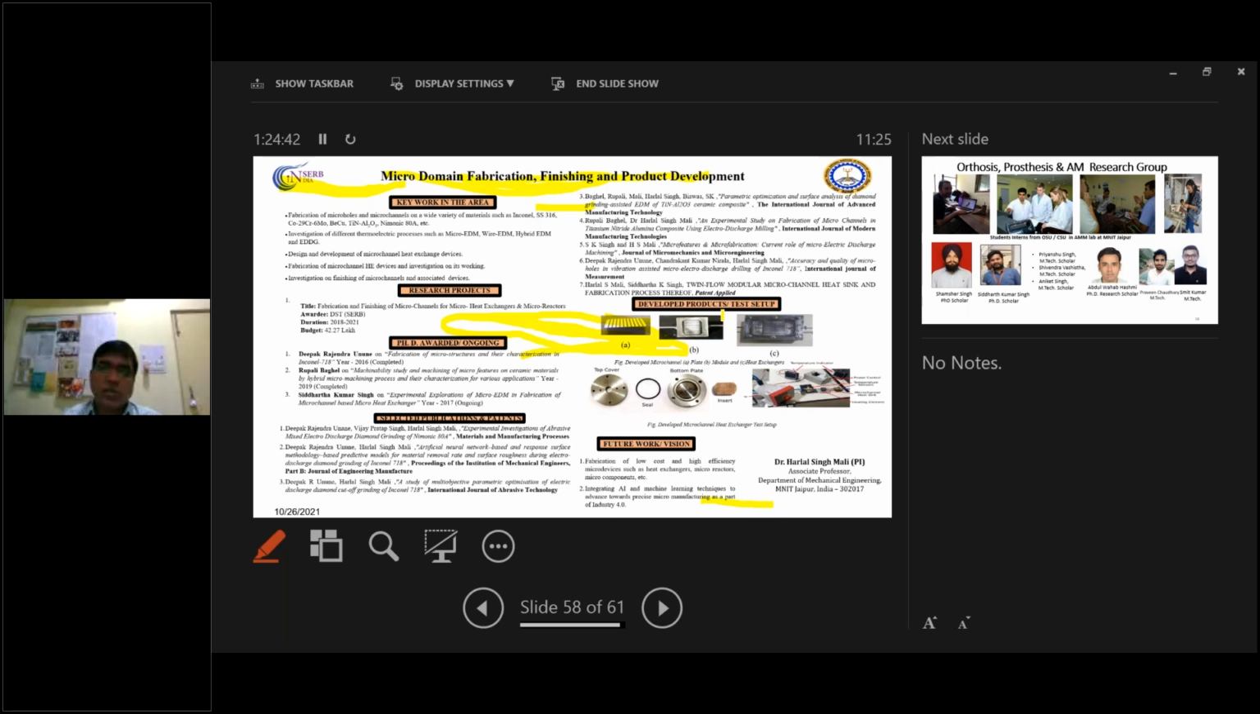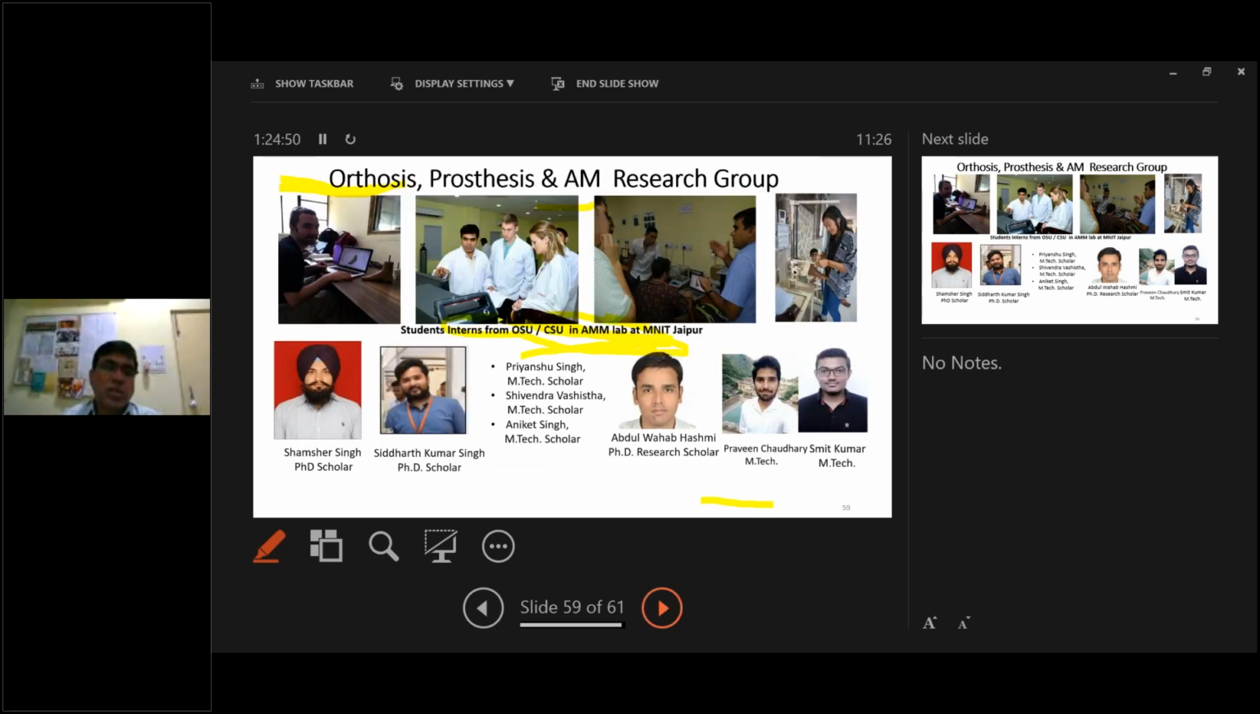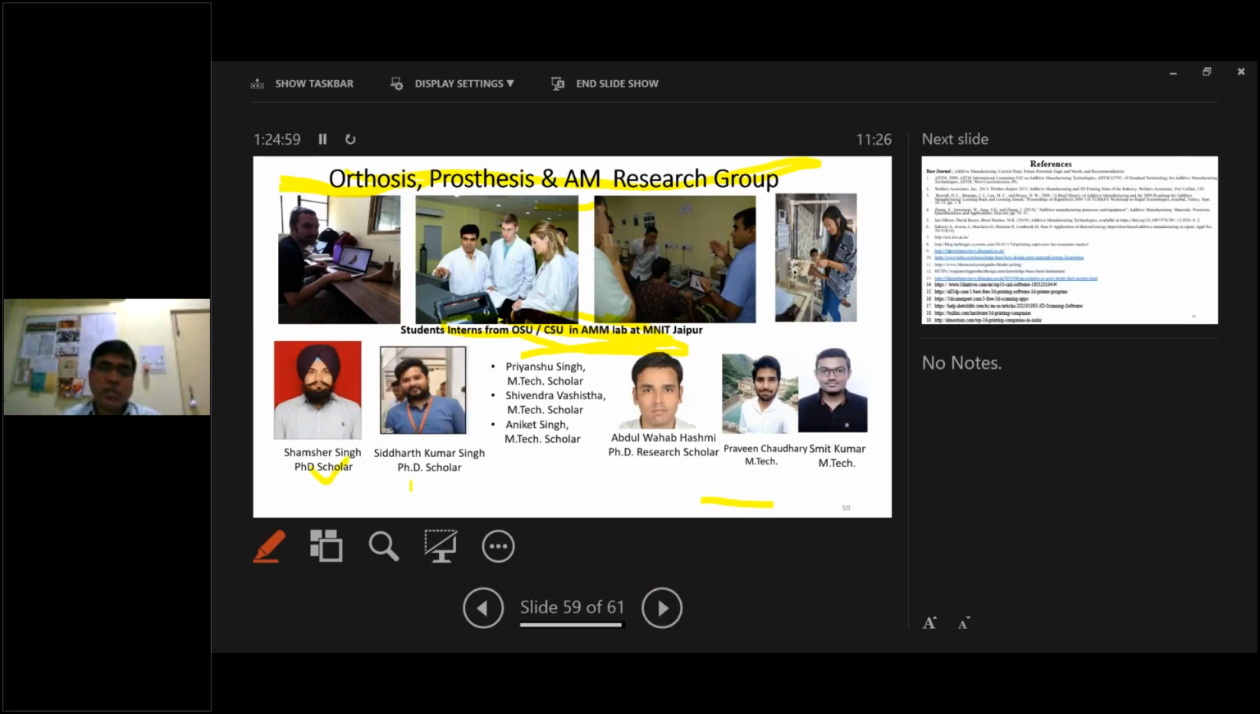Okay, so these are all, of course, since I talked to you about the processes and orthosis, so this is the research group. Scholar Siddharth has graduated, but some are still there. Abdul is working on the additive side. These two are scholars and students who are still working. He has graduated. Praveen has graduated. Samit is working, and they all have graduated.